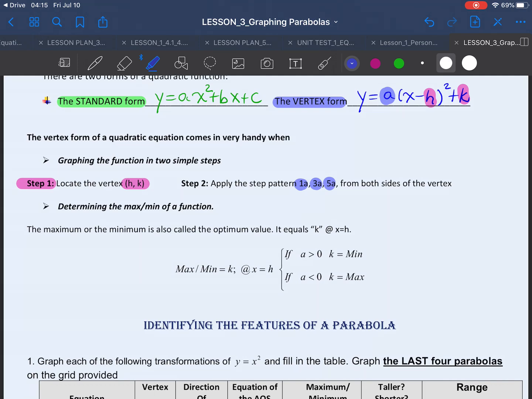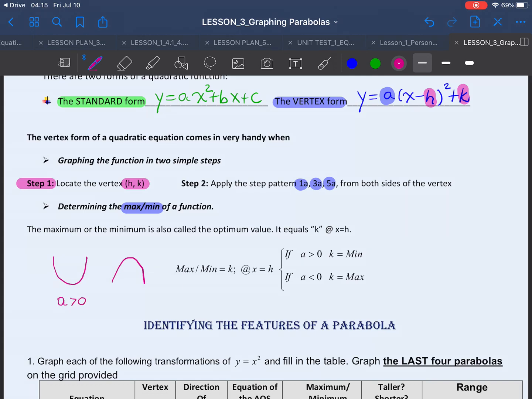Now, today we're also going to focus on some special features of the parabola, which is the vertex. The vertex will help us determine the maximum or the minimum of a parabola. Now, how do we do this? Remember that a parabola can either open up or open down. So here is a smiley and here is a frowny, right?